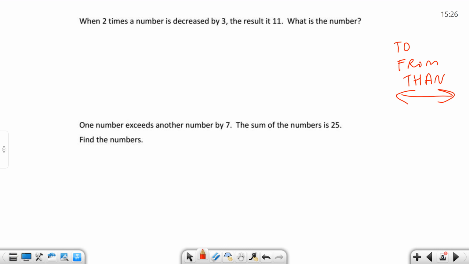So if you have added to, or subtracted from, or more than, you would then change the order. If you see those 3 words, you change the order. Otherwise, it comes in the exact order it's in the words, in your algebraic expression, and then into your equation, okay? So here, 2 times a number.